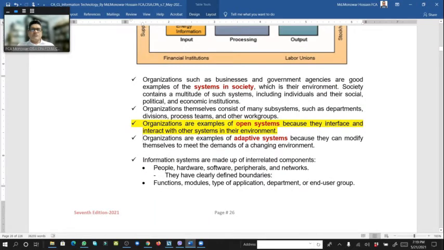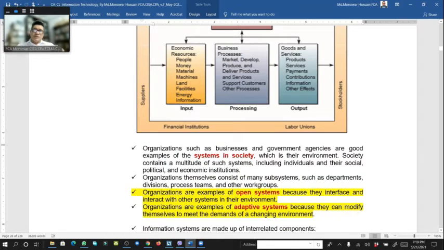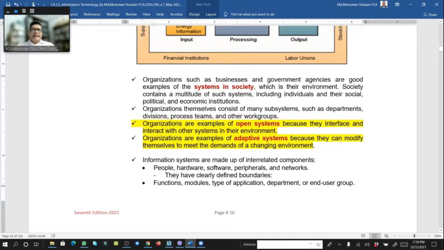And organizations are also examples of adaptive systems, because they can modify themselves to meet the demands of a changing environment. So we can say that an organizational system is also an open system and also an adaptive system, because at any moment the system can be changed based on the customer environment, based on the changing environment, based on the customer needs.